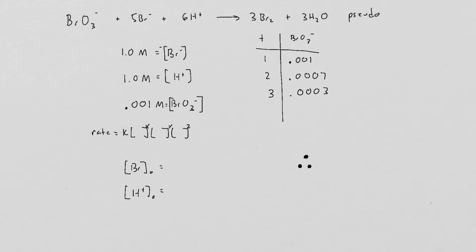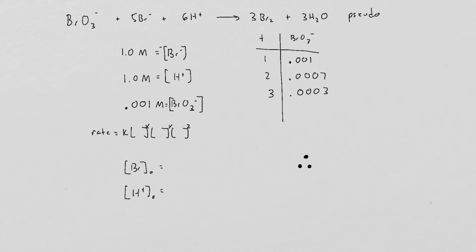Let's say you have a reaction like this: bromate ion, bromide ions, 5 of them, and 6 hydroniums or H pluses reacting to make 3 bromines and 3 waters. You have 3 reactants here.